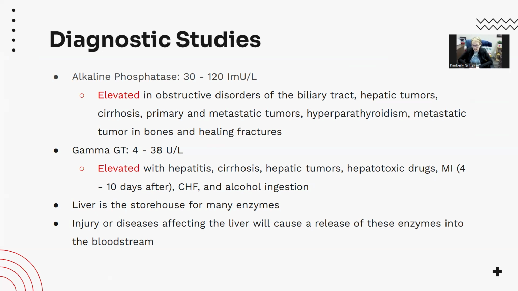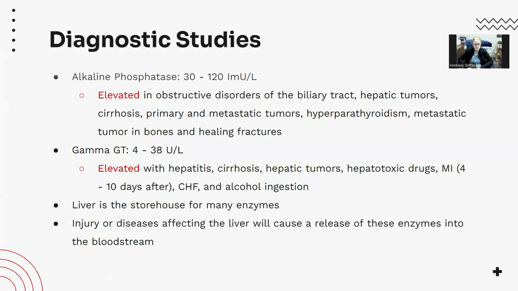Your gamma GT is responsible for transferring molecules and plays an important role in assisting the liver with metabolizing drugs and toxins. So if it's elevated, you can have hepatitis, cirrhosis, hepatic tumors, hepatotoxic drugs, MI. This will usually show up 4 to 10 days after an MI, congestive heart failure, and alcohol ingestion.